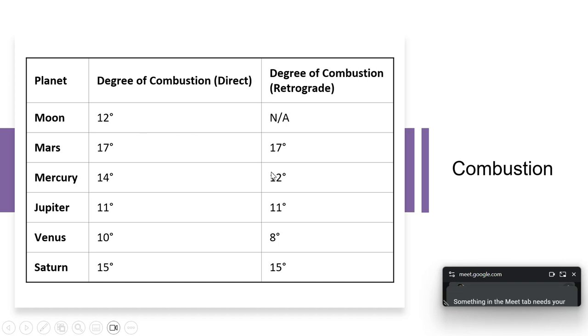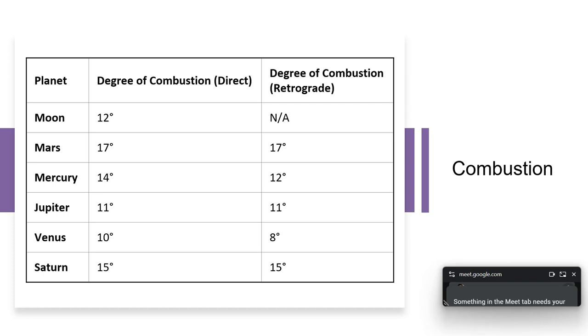This is the degree range. For example, the Moon gets combust within 12 degrees. If it is 9 degrees away from the Sun, then it is combust. If it is 11 degrees away, then it is combust. If it is 12 degrees away, then it is just leaving the combustion. Now if it is 12.1, then we will not consider it as combust.